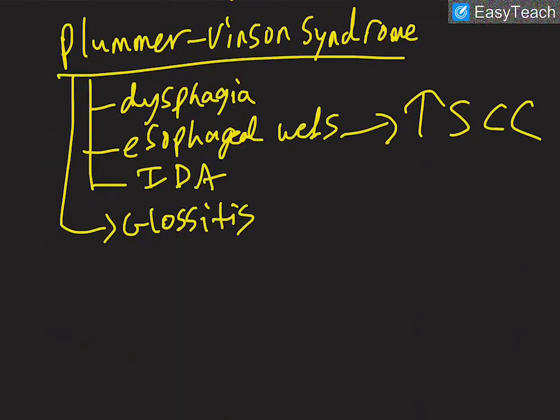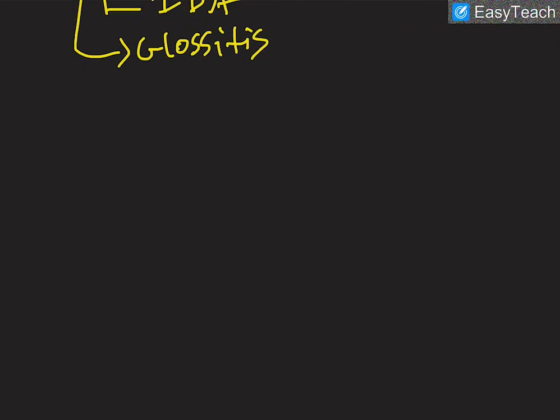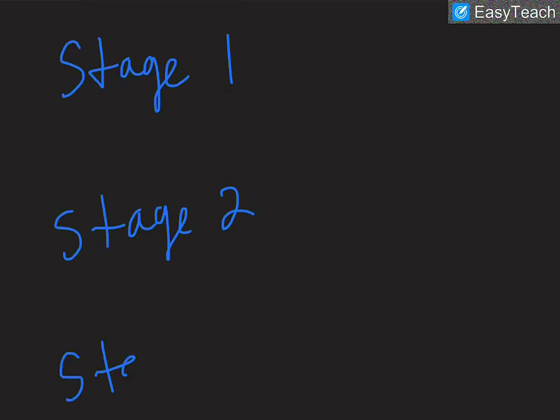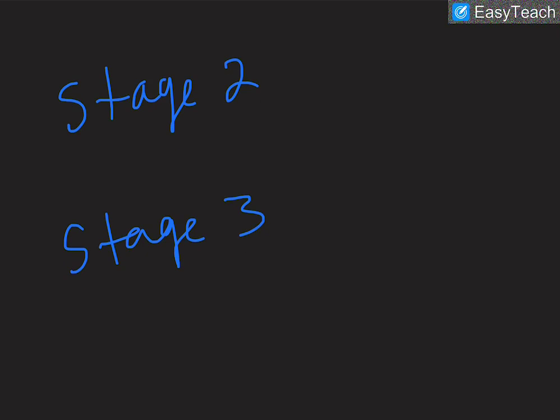Now, before we move on to the labs and treatment, I want to talk about the stages of iron deficiency anemia, because there are stages. So there are four main stages we should be familiar with. We'll write that out: stage 1, stage 2, stage 3, and stage 4. There are four main stages.